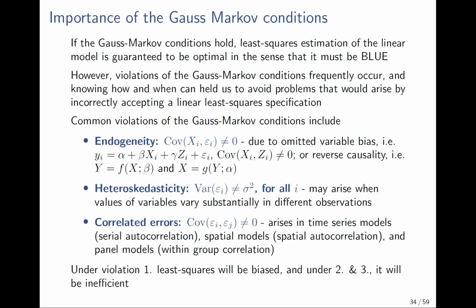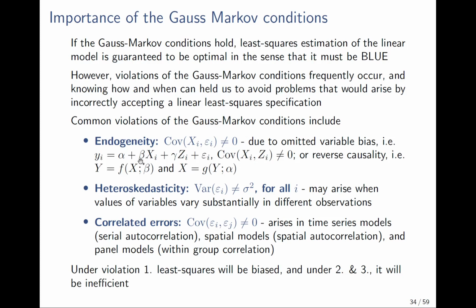Finally, correlated errors. We want the error terms to be independent of one another. Again, this condition is often violated in time series models, where the error term for observation t is correlated with observation t minus 1 and observation t plus 1. So there's a correlation happening in the errors over time due to things that are omitted from the model. It also happens in models based on spatial data, where observations for places that are closer to one another tend to be more highly correlated than those that are further away. So there are lots of reasons why this condition also fails.